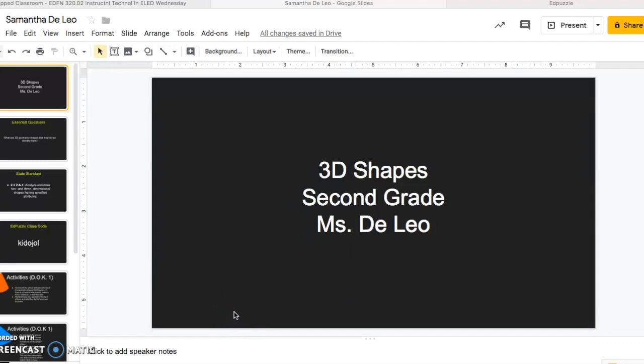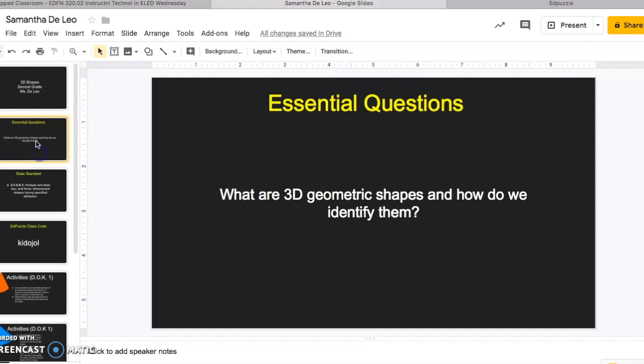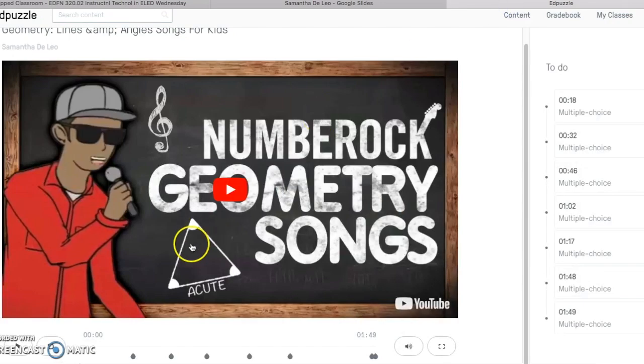So for my flipped classroom lesson, I will be doing a second grade lesson on 3D shapes. My essential question is, what are 3D geometric shapes and how do we identify them? For my Edpuzzle video, I chose this geometry song that talks about different geometric shapes, what their sides and faces look like, and how we see them in the real world.